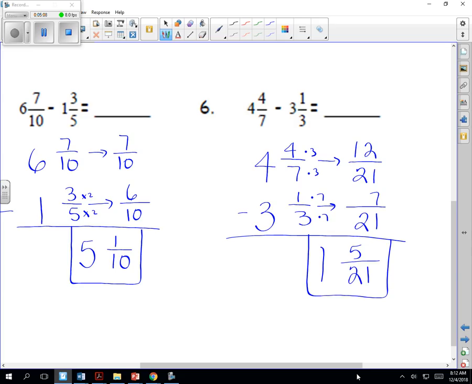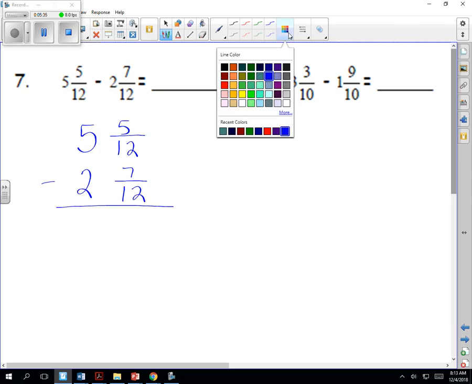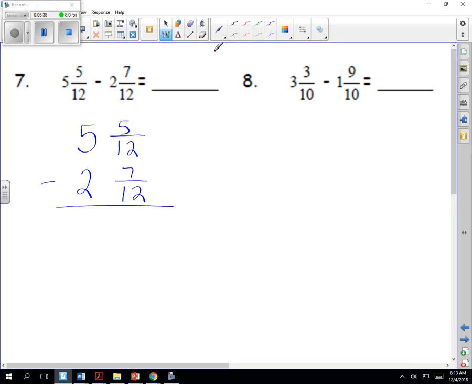It cannot be reduced because 5 and 21 do not have any common multiples, or factors, sorry. Moving on to the next problem, number 7. We're subtracting again. This time we have common denominators already, but as I'm writing this, you should notice that 5 is less than 7. I can't subtract here. So if you recall, we're going to have to borrow from the whole.